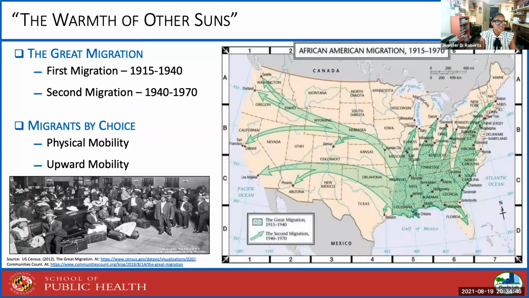So due to these poor economic conditions, as well as the terror of the Jim Crow South, many African Americans started to flee the South. And this again started shortly after the Reconstruction period. And so this massive internal migration of African Americans is known as the Great Migration. And between 1915 and about 1970, an estimated 6 million African Americans left the South, which is known as the first migration as well as the second migration.